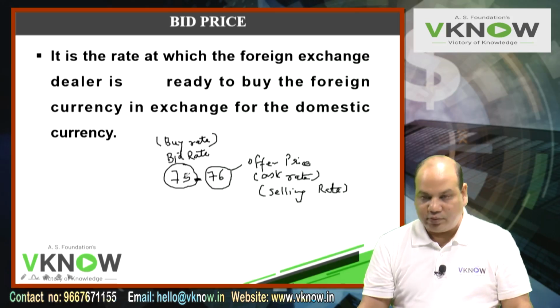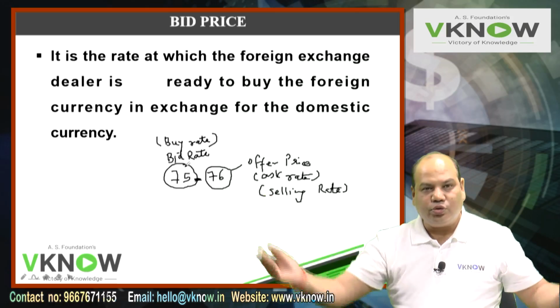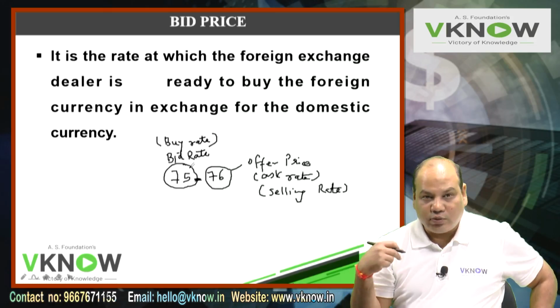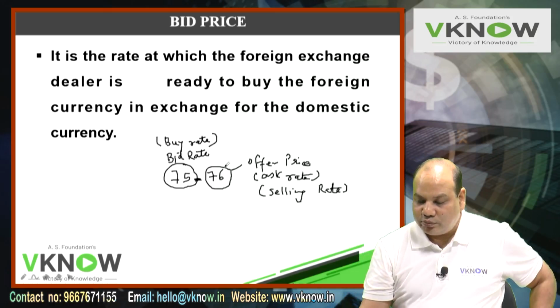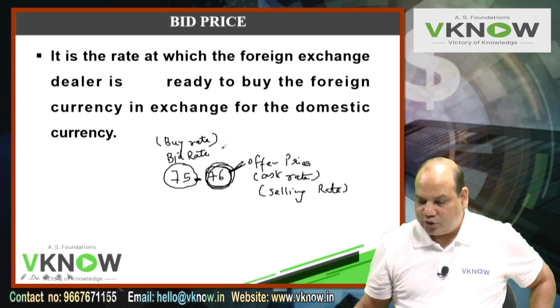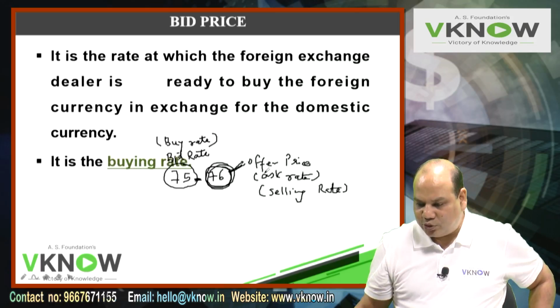So that is 75. Now the bank will ask you, do you want to buy dollar or do you want to sell dollar? So you will say, my boss is going to USA, so I want to buy dollar. So the customer will want to buy, but what will the bank do? The bank will sell him the dollar. So the bank will say, go and tell your boss that we are going to charge you 76 rupees per dollar. So that ask rate will become applicable to your boss.